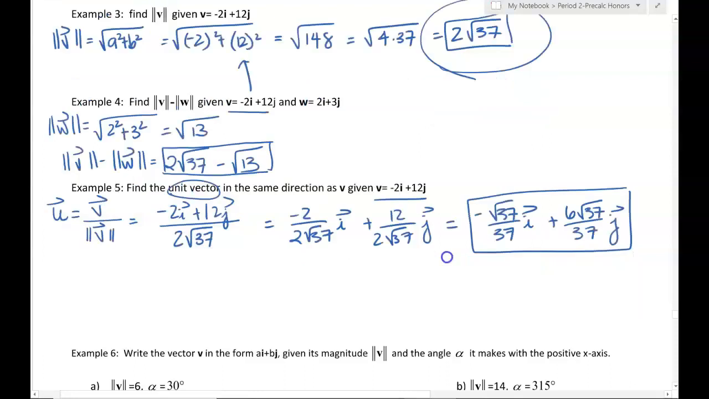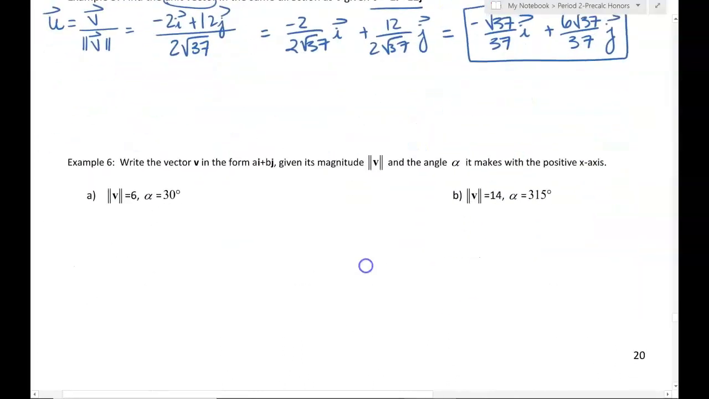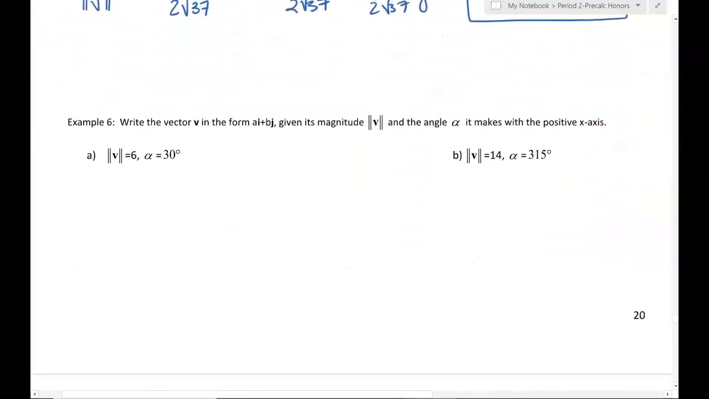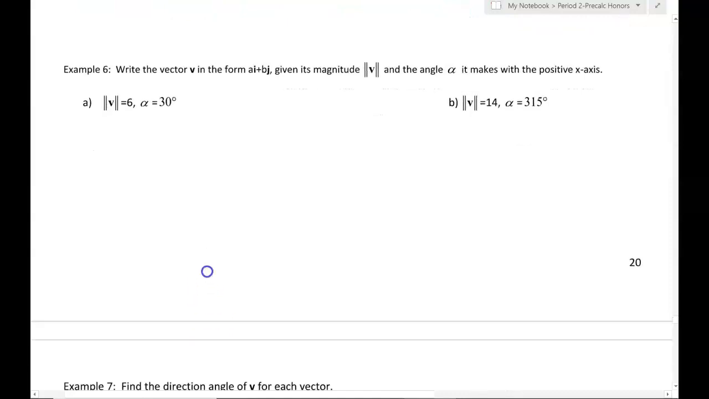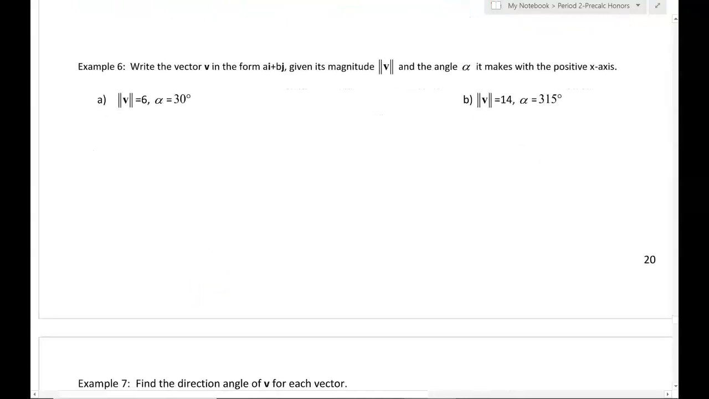Now let's go on to example 6. As you can see, examples 1 to probably 7 are pretty simple if you know the formulas. Okay, write the vector v in the form of ai plus bj, given its magnitude and the angle alpha it makes with the positive x-axis. So it says write the vector v in the form ai plus bj.